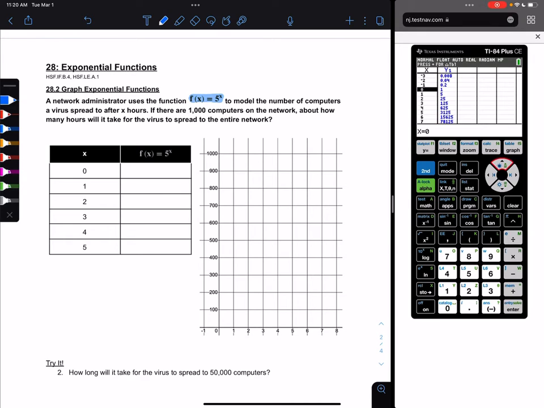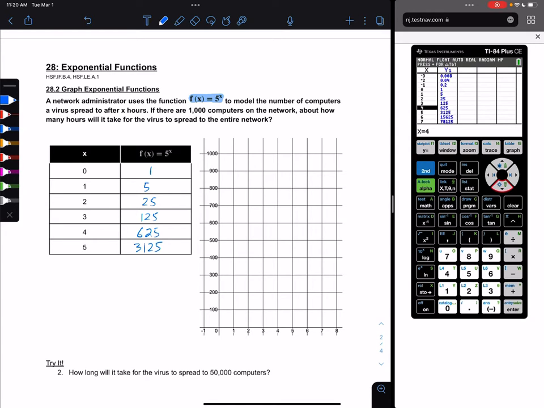Okay, so the table on the example starts with 0. So 0 matches up with 1. 1 would be 5. 2 and 25, 3, 125, 4, 625, and 5 goes with 3,125. Okay, so now I'm going to plot these points.